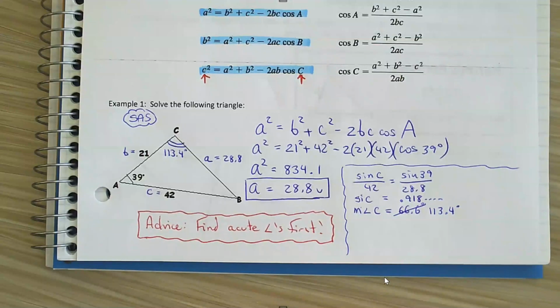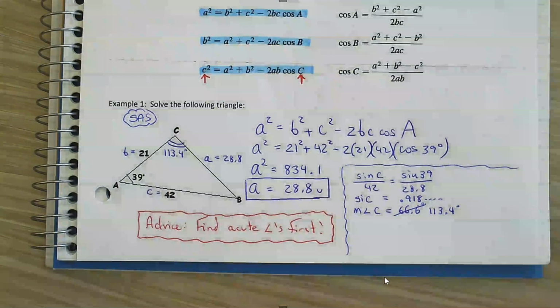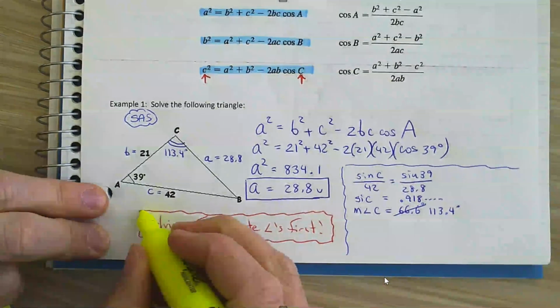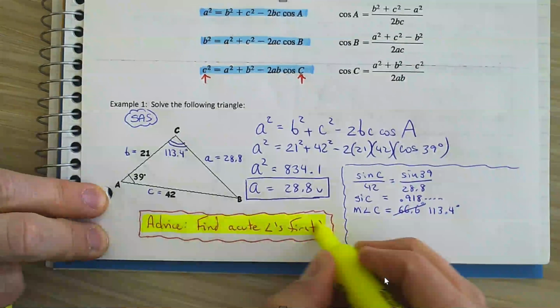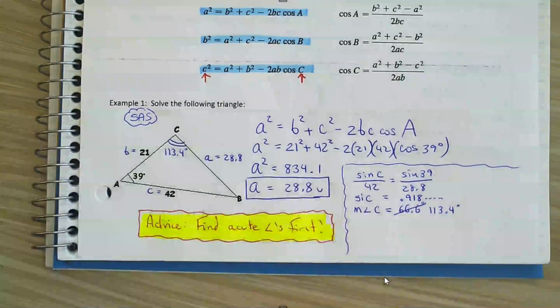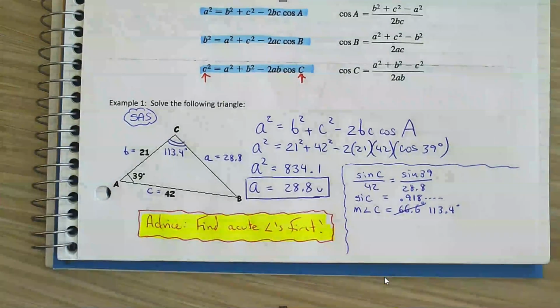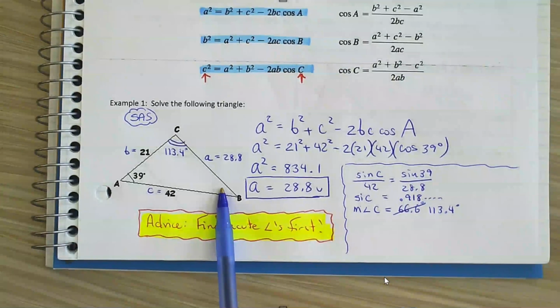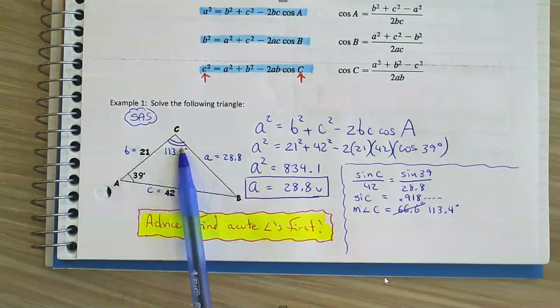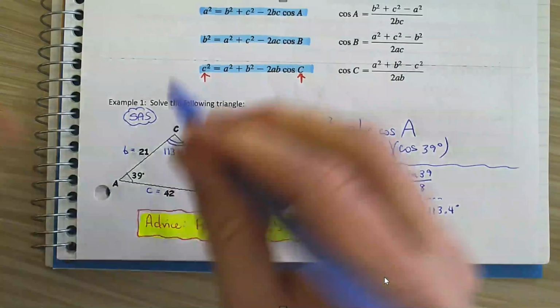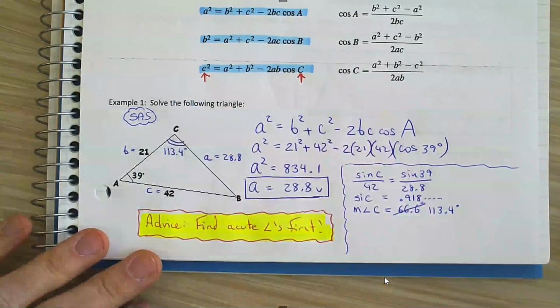It is up to you to know from the context that you actually needed the second one in this particular case. You can avoid this problem if you do what I said when I gave you this advice. Find the acute angles first. So if there's an angle that is obviously acute, like angle B, find that first, and then use 5th grade math to find angle C. That'll save you the trouble. Anyways, so the angle has to be 113.4.